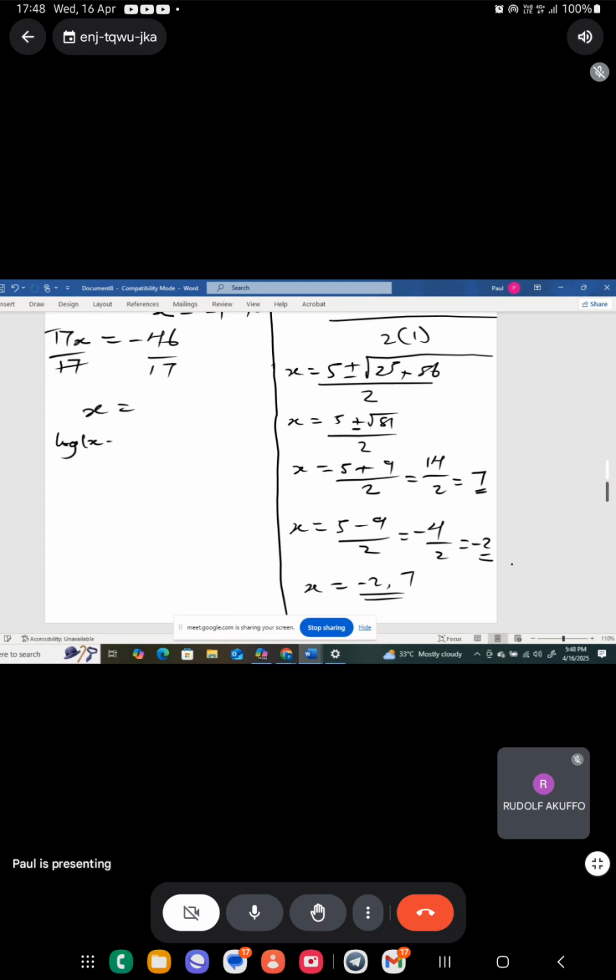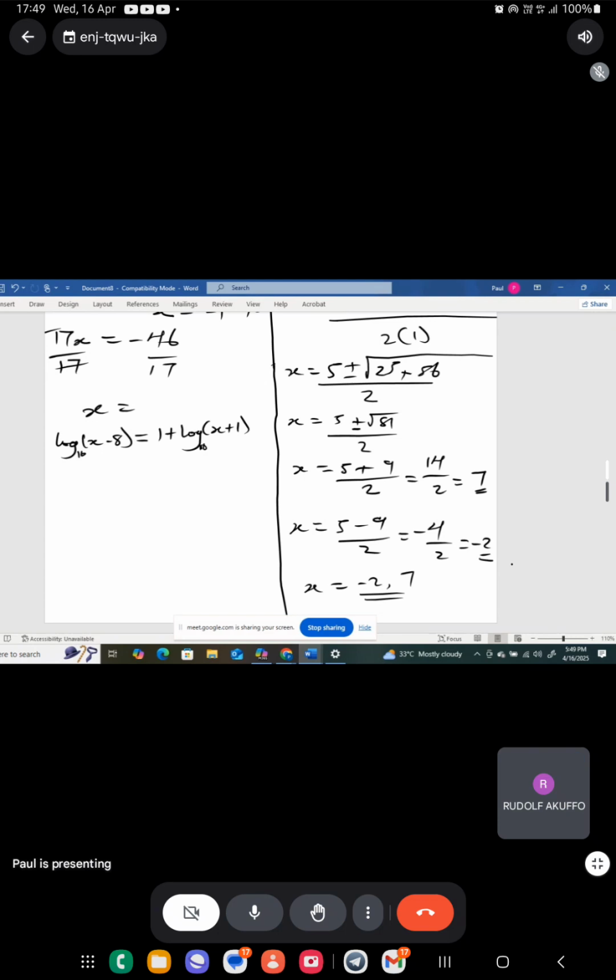Log(x minus 8) being equal to 1 plus log(x plus 1). Kobe, what do we do? They don't have any bases together. They have a base. The base is base 10, but base 10 you didn't write it.